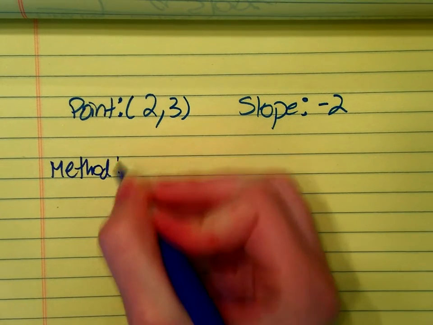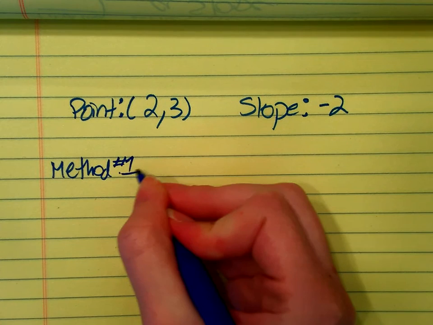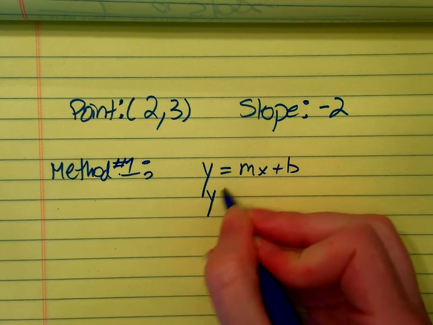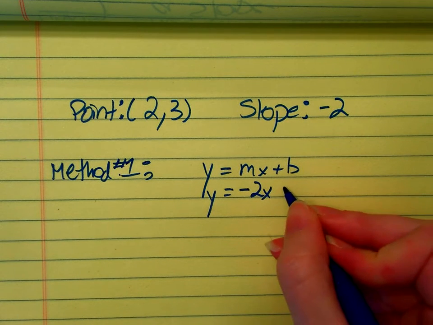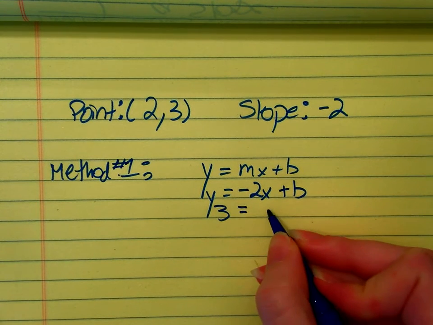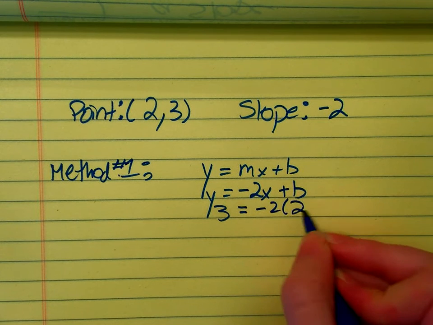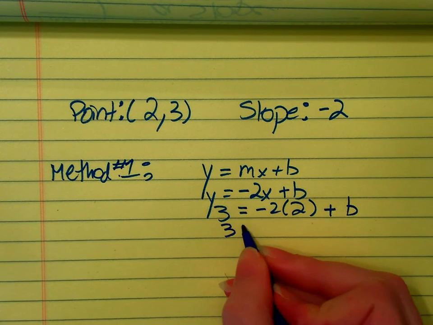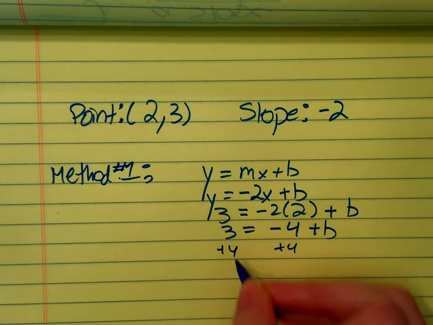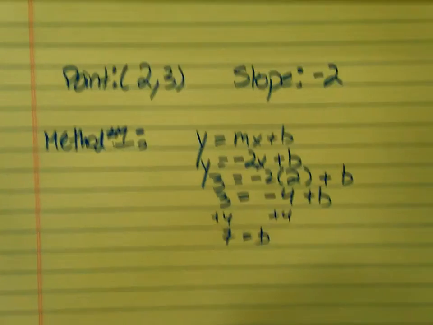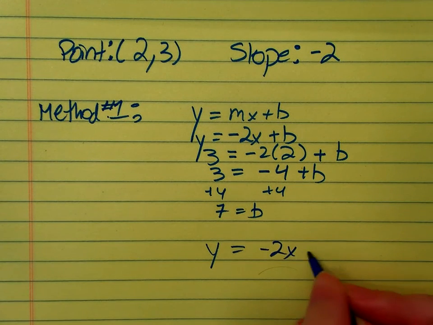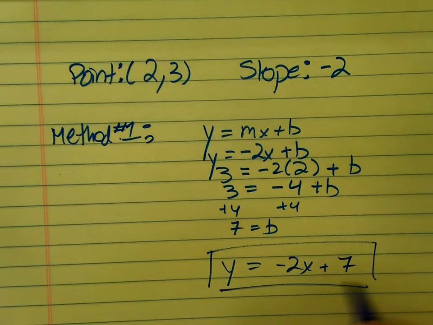So for the first method, method number 1, we're going to try to plug into y equals mx plus b. Well, we already know our slope is negative 2. We don't know our b yet. The y we do know is a positive 3, and the x we do know is positive 2. Negative 2 times 2 gets me negative 4. Add 4 to undo a negative. We get our y-intercept is 7. So our final equation is y equals negative 2x plus 7.